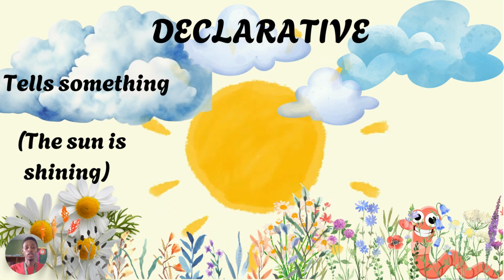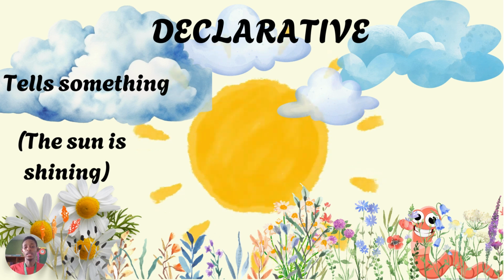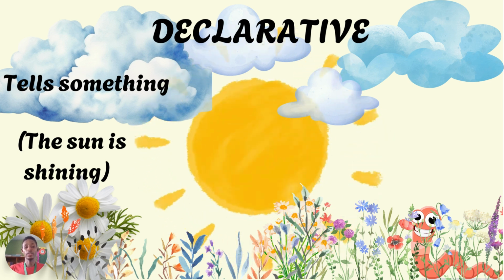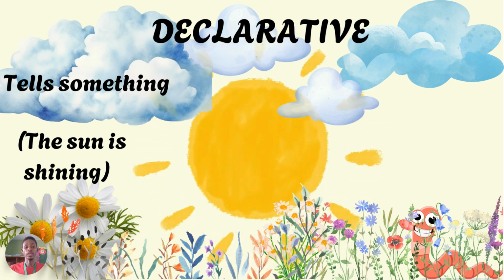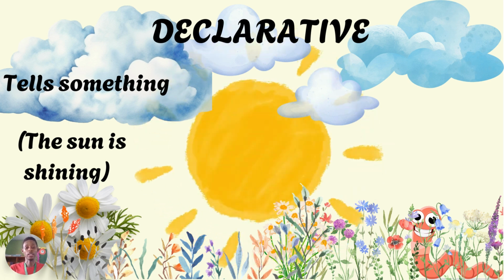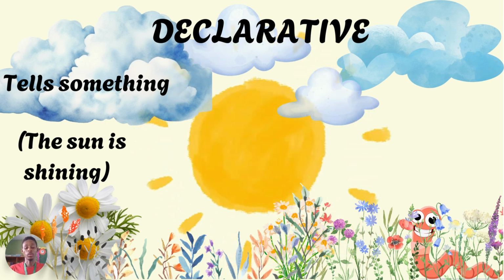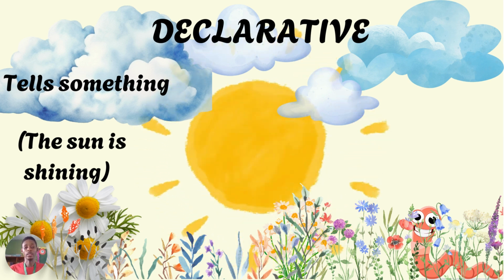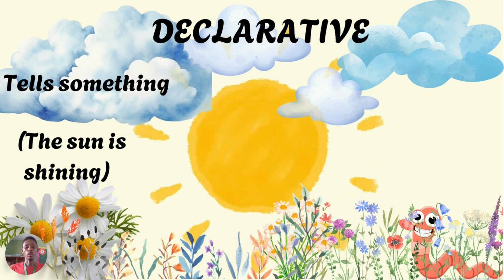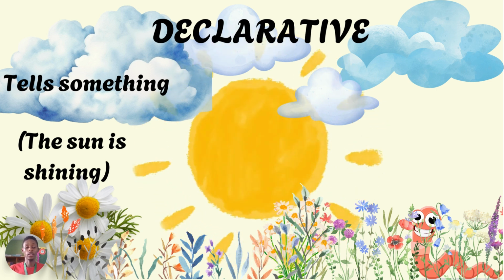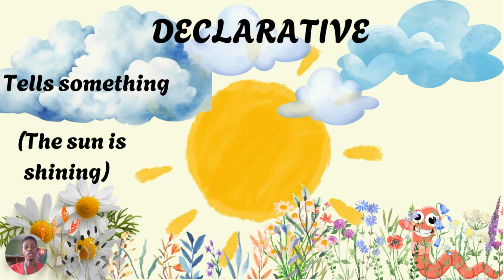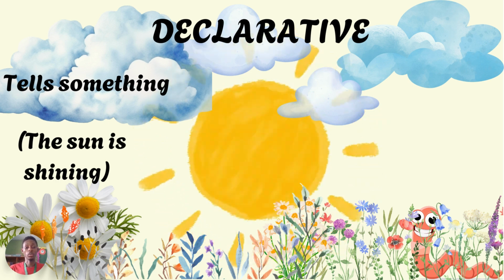The first is the declarative sentence, all right? This is just like a plain statement that is being made, like personal information. It's just plain text, a plain sentence, which tells us something. For instance, the example here is: the sun is shining. It's just a statement that is being made.